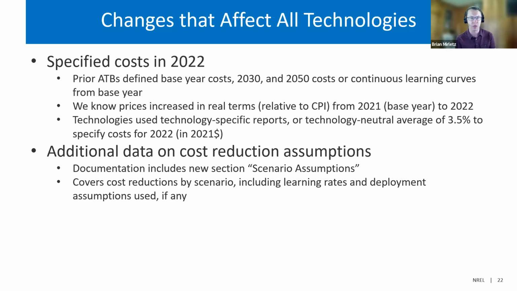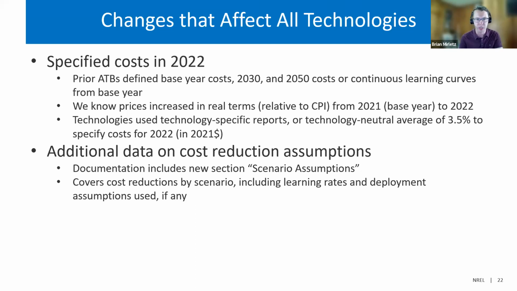So when available, technologies use technology-specific reports. Or if they did not have specific reports that they were able to rely on, we used a technology neutral average of 3.5% of a real price increase to specify costs for 2022. And we'll see that pretty clearly in the data when we get to graphs with the updated data.